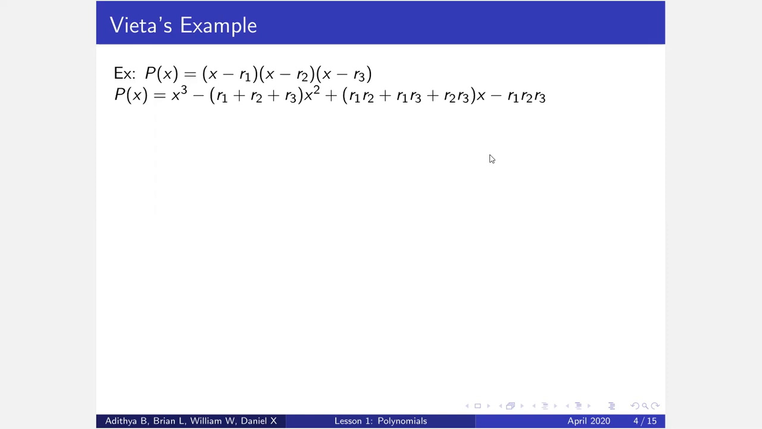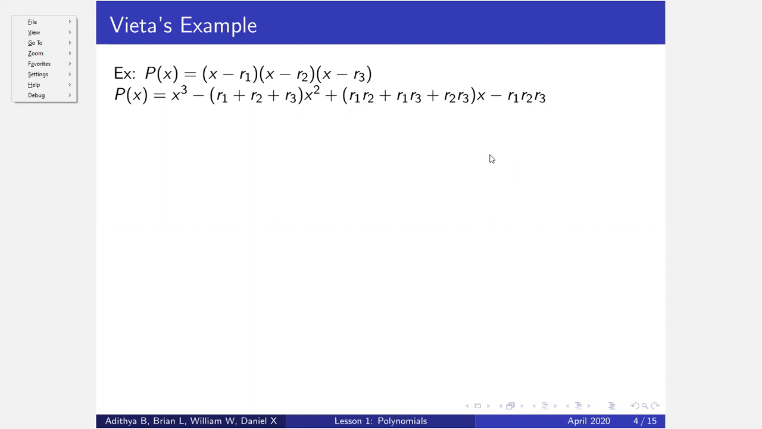If we look at the x squared coefficient, we can think about choosing two x's from the three terms, and then from the third one we have to choose negative r_i for i equals 1, 2, and 3. And then same thing for the x term, same thing for the x to the 0 term. And as you can see, this makes the coefficient of x squared negative the sum of the roots.